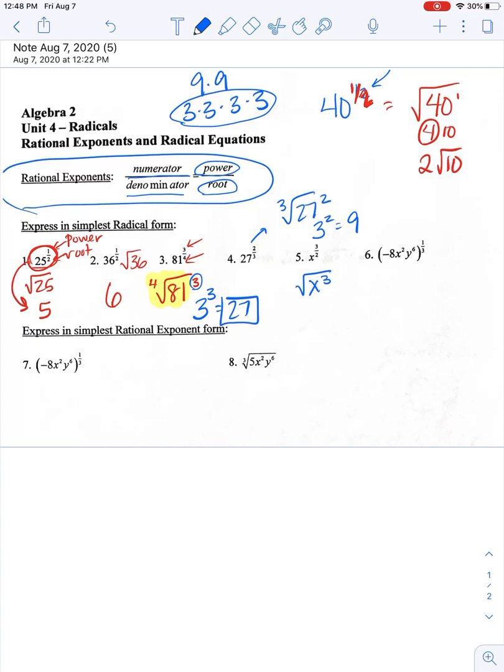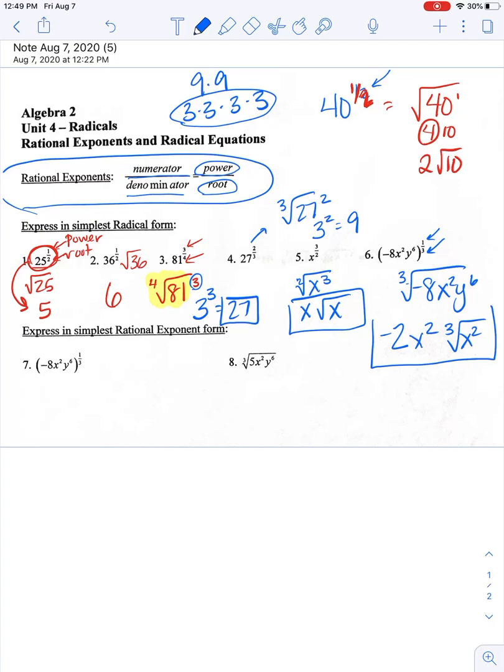Number 5, this is the square root of x cubed. And remember, there's a 2 right here. 2 goes into 3 one time with 1 left over. Okay, so this is power over root. So this is the cubed root of negative 8x squared y to the 6. Well, the cubed root of negative 8 is negative 2. The cube root of x squared, 3 doesn't go into 2, so that can't come out. And 3 does go into 6 twice with none left over.